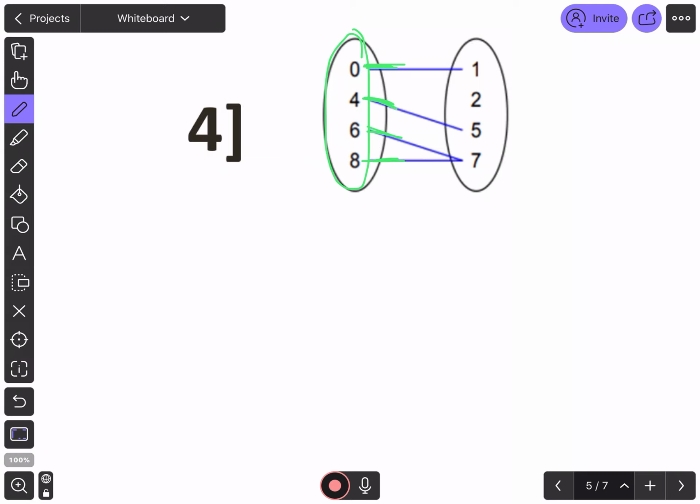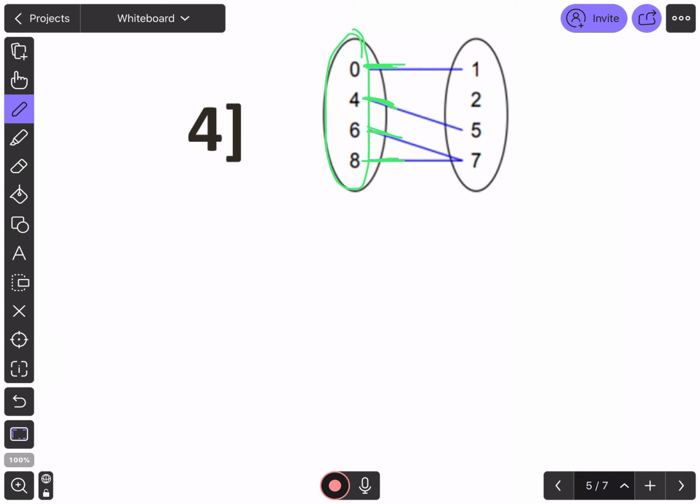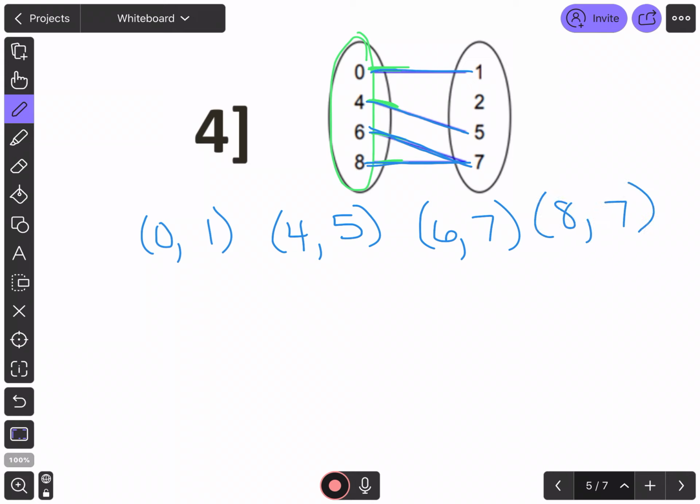Another way that I like to do mapping diagrams is I like to write out the ordered pair. So, start with 0. The 0 has an arrow going to the 1. It doesn't have an arrow going to anything else. This 4 has an arrow going to the 5. So 4, 5. It doesn't have an arrow going to anything else. The 6 has an arrow going to the 7. And this 8 has an arrow going to the 7. It is okay for y values to repeat. It is not okay for x values to repeat.